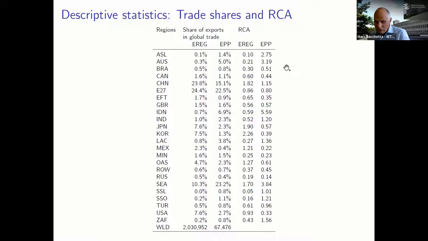But those countries, or most low-income regions, have a relatively high RCA in EPPs. And so that's what you see when you look at, for instance, Asia LDCs. They have 2.75 here, or the same as before. Sub-Saharan Africa also has a relatively high RCA.